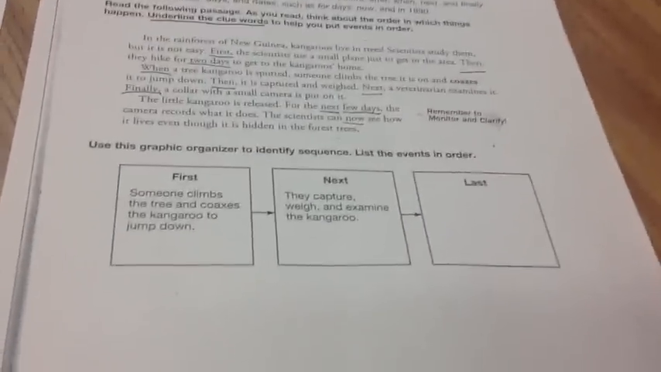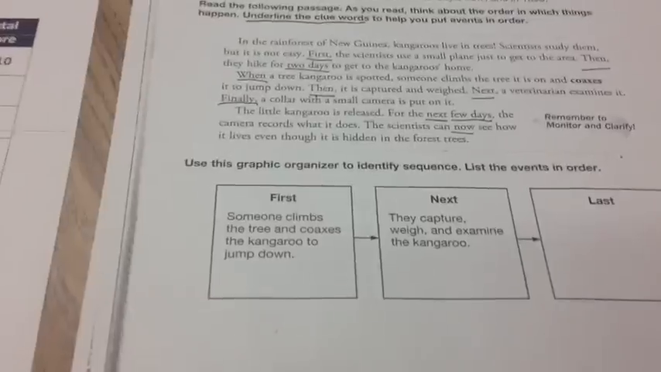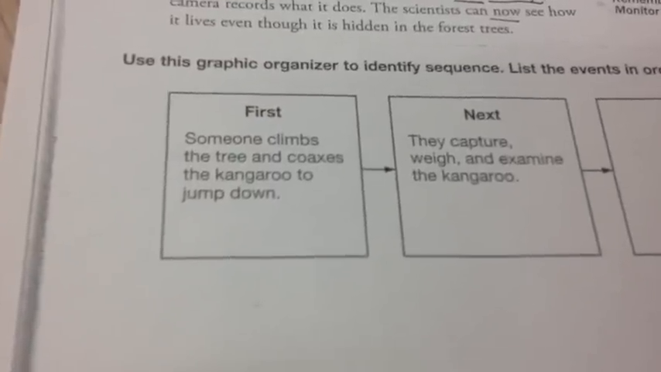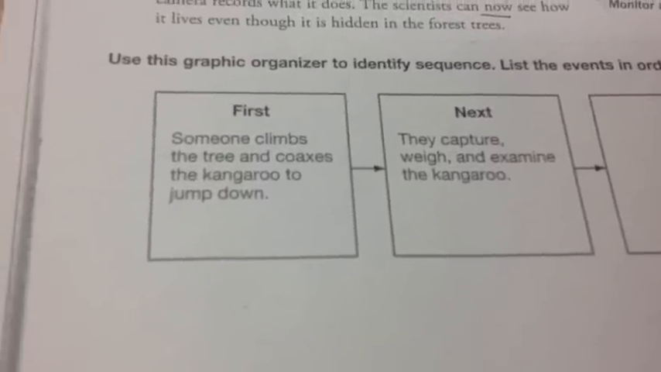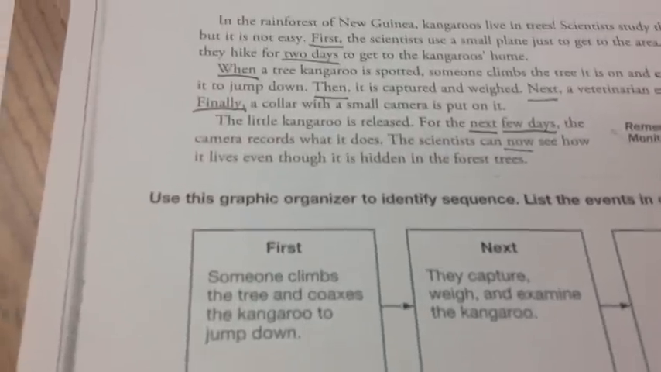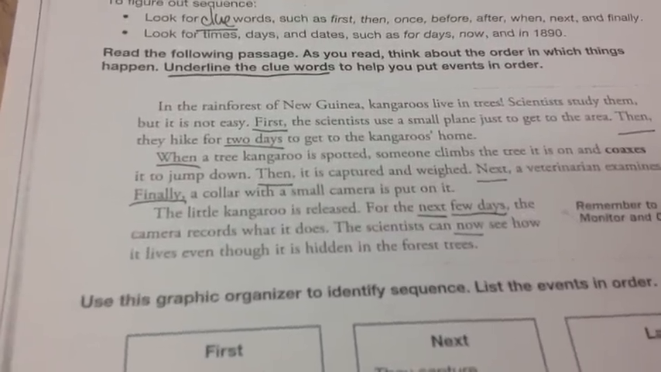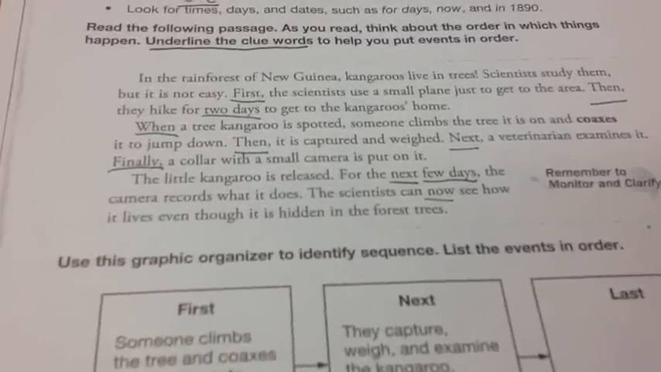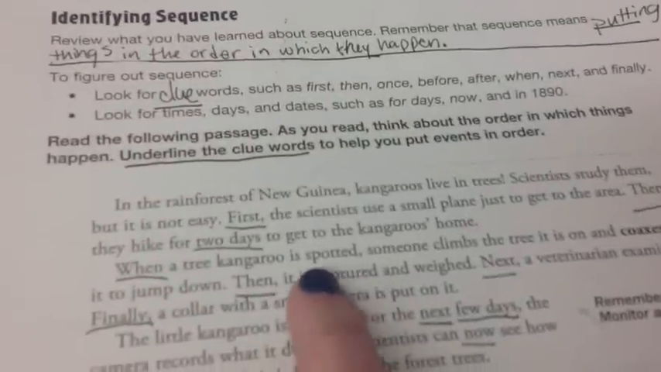All right, let's use the graphic organizer to identify sequence. It says list the events in order. First, let's look for our clue word first. Let's look back up here, and I see it right here. It says, first, the scientists use a small plane just to get to the area. All right, it says, someone climbs a tree and coaxes the kangaroo to jump down. Okay, so they're talking about a different first. So it's not when they go there. Let's see when that happens. Someone climbs a tree and coaxes it down. So that is in the second paragraph. So the first thing they do when the kangaroo is spotted is someone climbs a tree and coaxes it down.